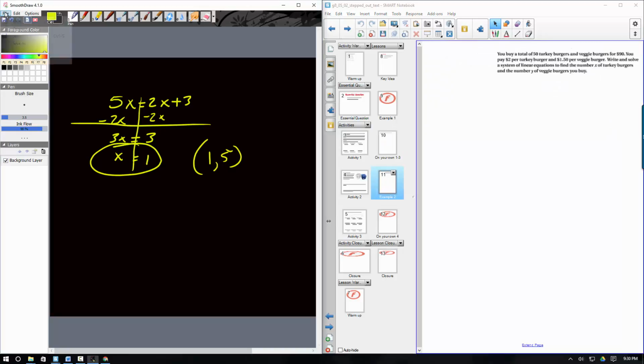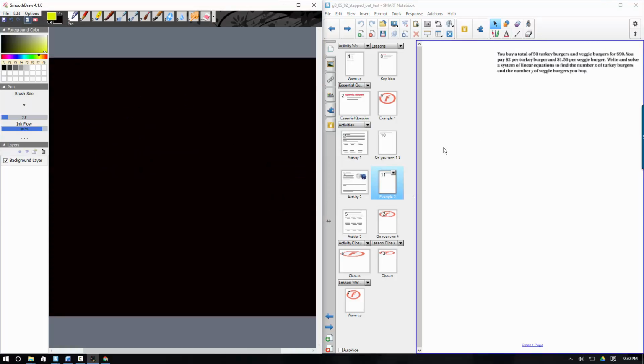Now we're going to actually do a word problem, which I like because it makes them think a little bit more. It says you buy a total of 50 turkey burgers and veggie burgers for $90. You have to pay $2 per turkey and $1.50 for veggie. Write and solve a system of linear equations. So we basically have x plus y equals 50, because I have a total of 50 turkey and veggie burgers.